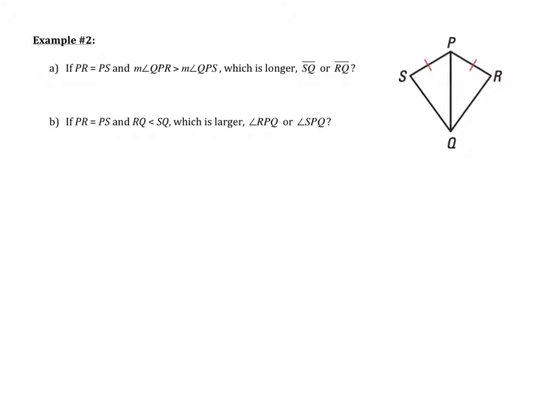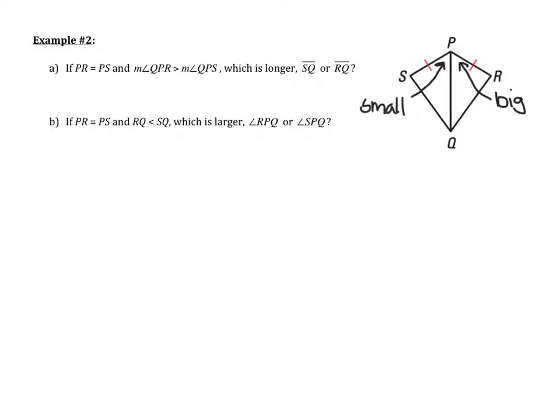And we'll finish up this section with example number 2. Part A, if PR is equal to PS, and again that is marked in the diagram, PS and PR are congruent, and the measure of angle QPR, which is this angle right here, is greater than, so bigger than, the measure of angle QPS, which is this angle right here. So this angle is bigger than this angle. So I'm going to mark that in my diagram.